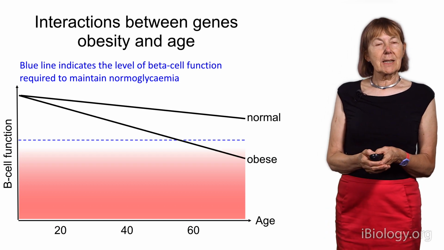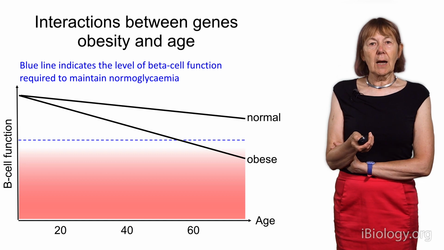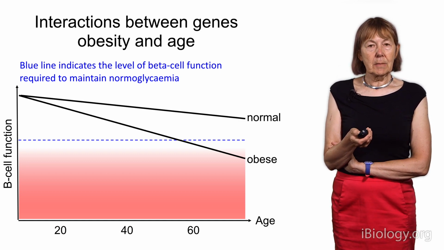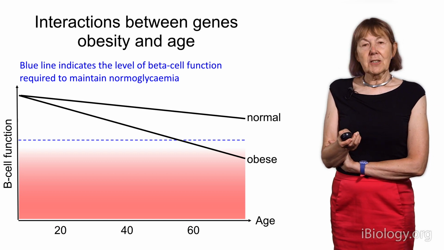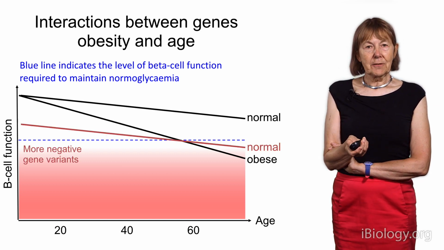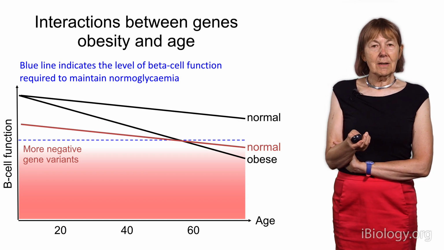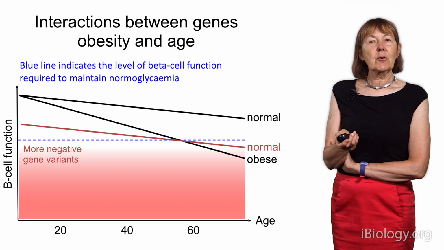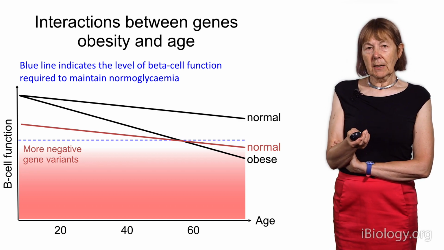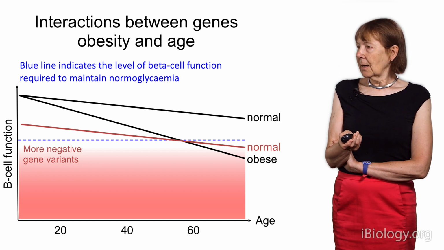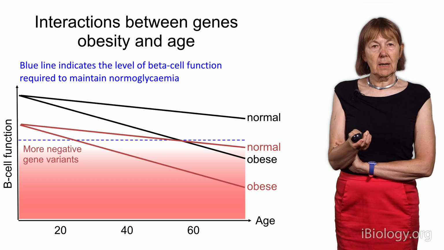But if they become obese, it will decline more rapidly because of the rise in insulin resistance and possibly also some effect on beta cell function itself. So they will develop diabetes in later life. However, if you start out with more negative gene variants, then you may cross this line and develop diabetes even at normal body weight. And unfortunately, if you become obese, you will develop it at a much earlier age.